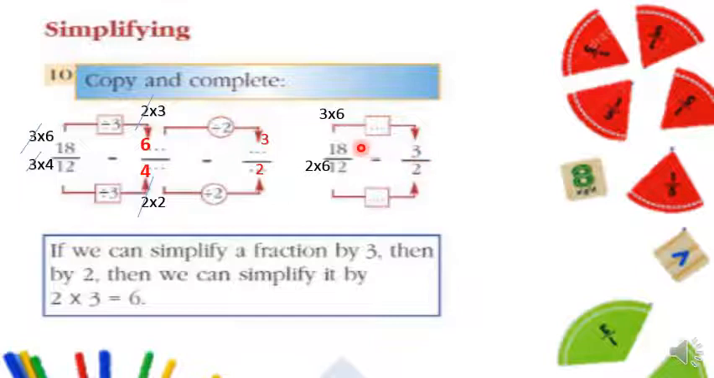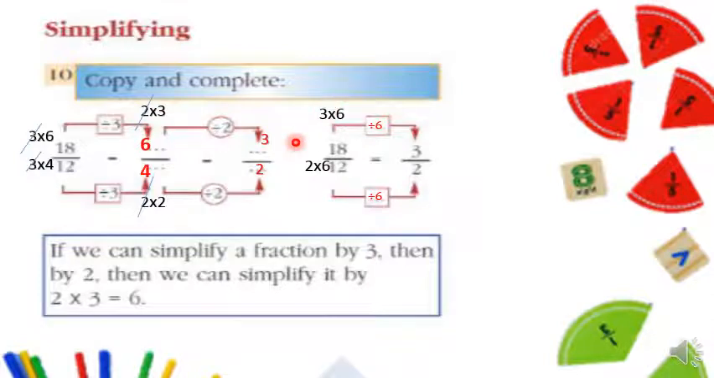Let's think. What are the factors of 18? What factor multiplied by 3 gives you 18? It's 3 times 6. What factor multiplied by 2 gives you 12? It's 2 times 6. So you have 3, you have 2. So we are dividing by 6. Divide the numerator and the denominator by the same number.